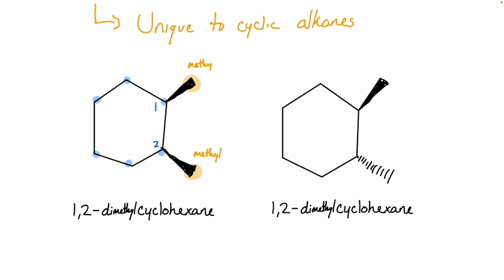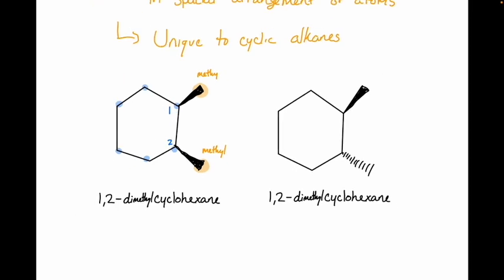So, because the whole point of nomenclature is to uniquely describe a molecule, we have to include something out front of the name that indicates the stereochemistry. Okay? So this one on the left, this would be what we call the cis isomer, and the one on the right would be what we call the trans isomer.